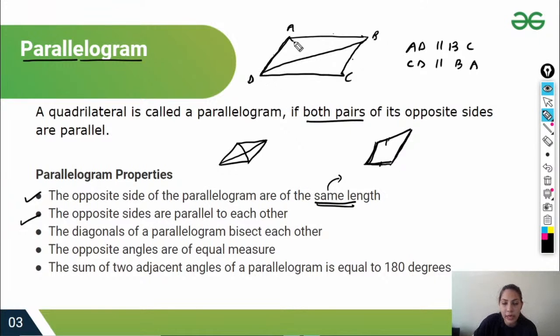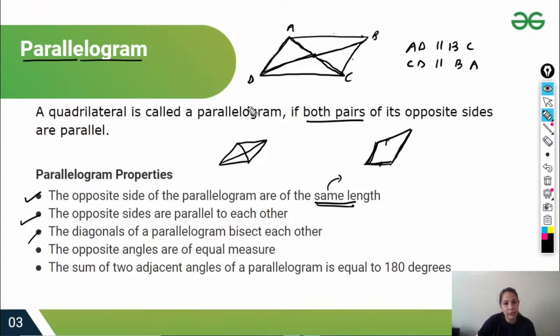We understood the concept of diagonal. Now, what does the diagonal do? They bisect each other. कि ये वाले diagonal को ये वाले diagonal जो है वो midpoint पर cut करेगी. Like this is half and this would be half. This is half and this would be half of length. ठीक है? So this is also an important property.